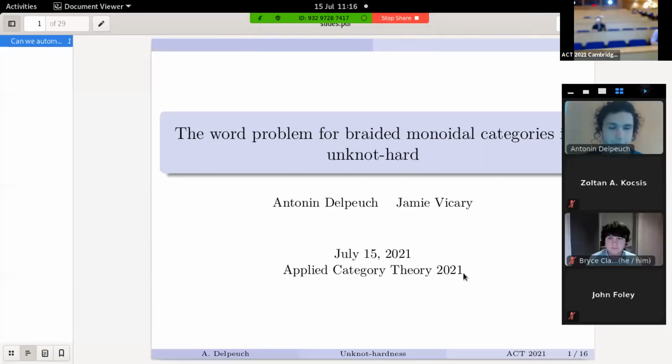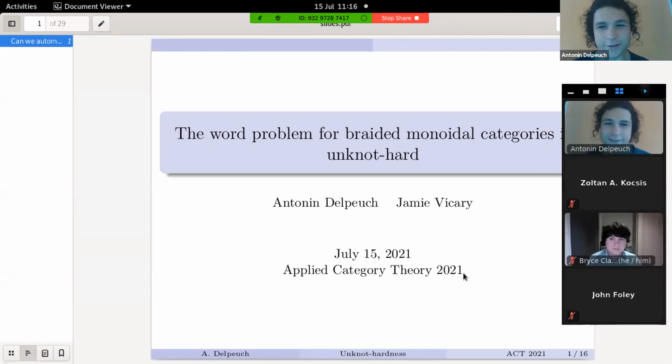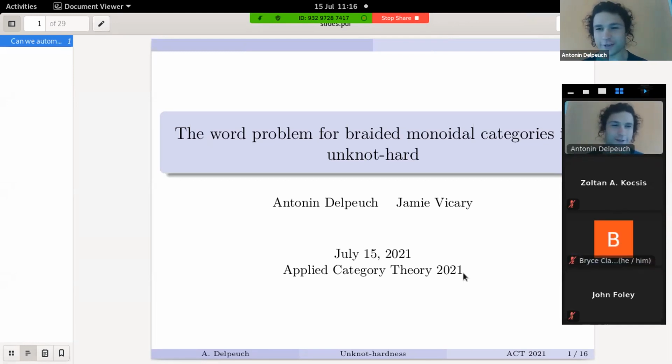Okay, so next up we have Antonin Delpeuch, who will explain to us why the word problem for braided monoidal categories is unknot-hard. Thanks, Jules. So yes, I'm going to tell you a story about knots and about braided monoidal categories. And because this is the Applied Category Theory Conference, I really want to convince you that this is actually super important for a lot of applications of category theory.